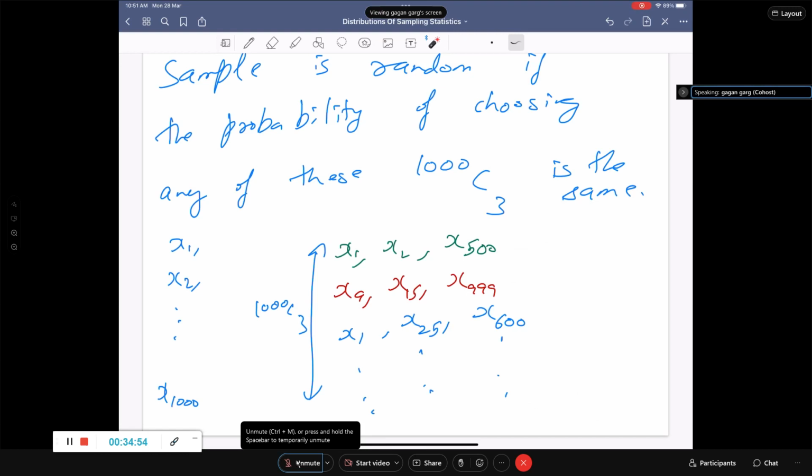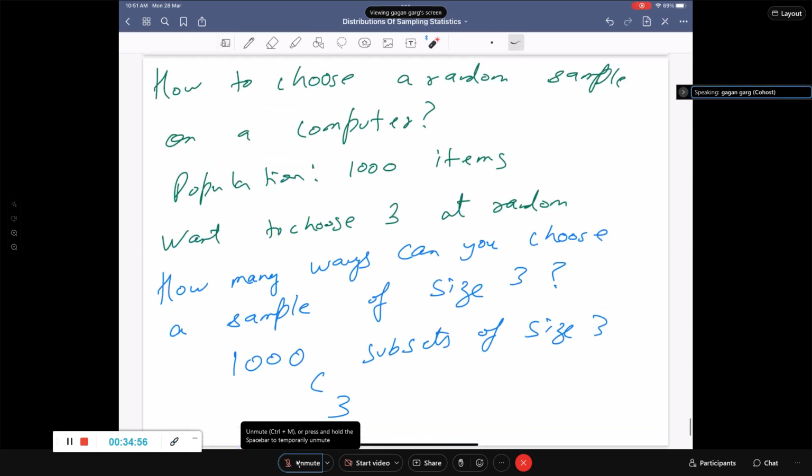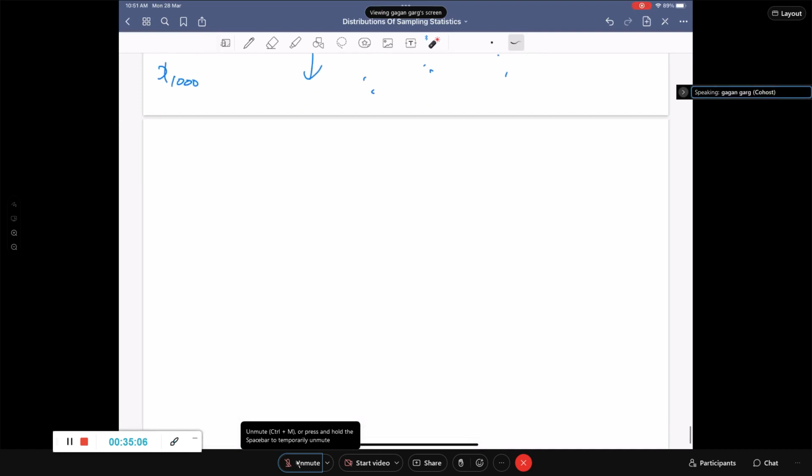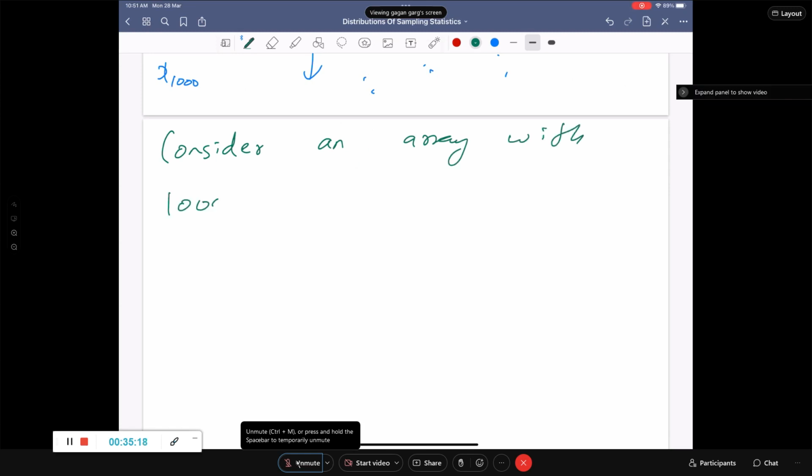How will you do it on a computer? So that is the question. How to choose a random sample on a computer? Let's say your data is stored in an array and you have an array of size 1,000. You're going to code. Consider an array with 1,000 entries.